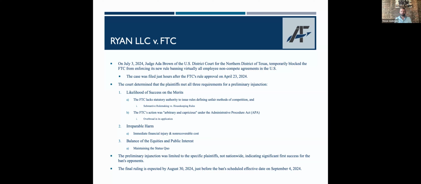By August 30th, I believe a mere 5 days before the proposed effective date, they said they're going to hand down their final rule, or excuse me, their final order. So what does that mean? First of all, most of us are anticipating that the court will, in fact, put a nationwide injunction in place, and it will stay the effective date. However, there's no guarantee, which means we all have to prepare for a September 4th effective date unless one of these other cases moves faster.